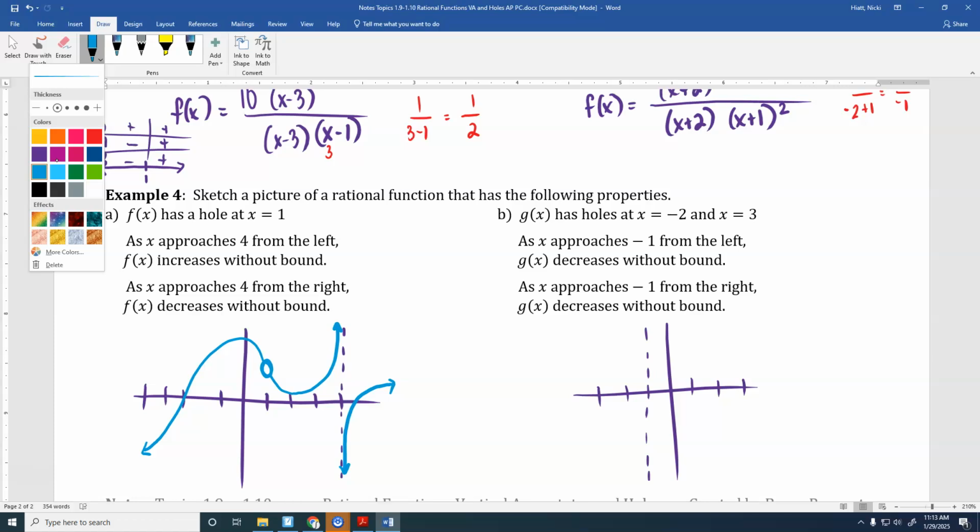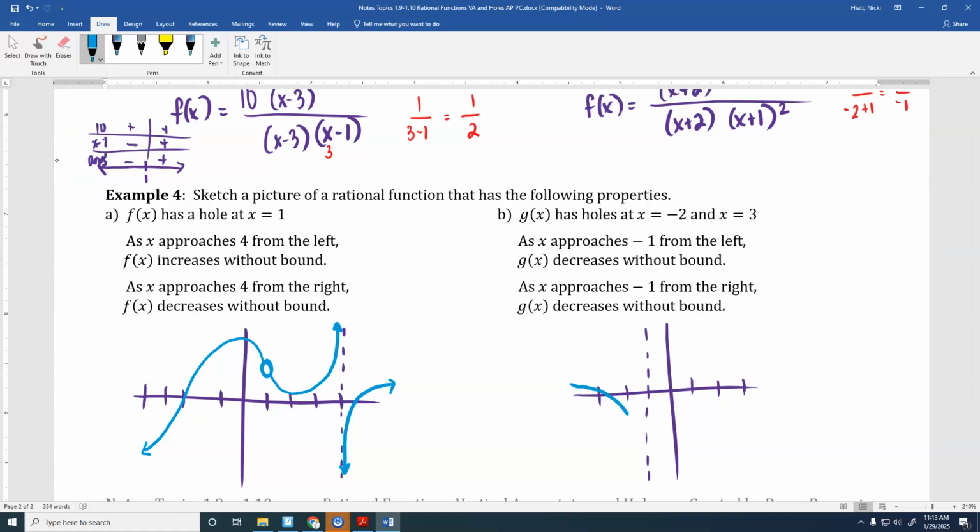As x approaches -1 from the left, g of x decreases without bound. So it's going to go down like this on the left side. As x approaches -1 from the right, g of x decreases without bound. So the right side also goes down.